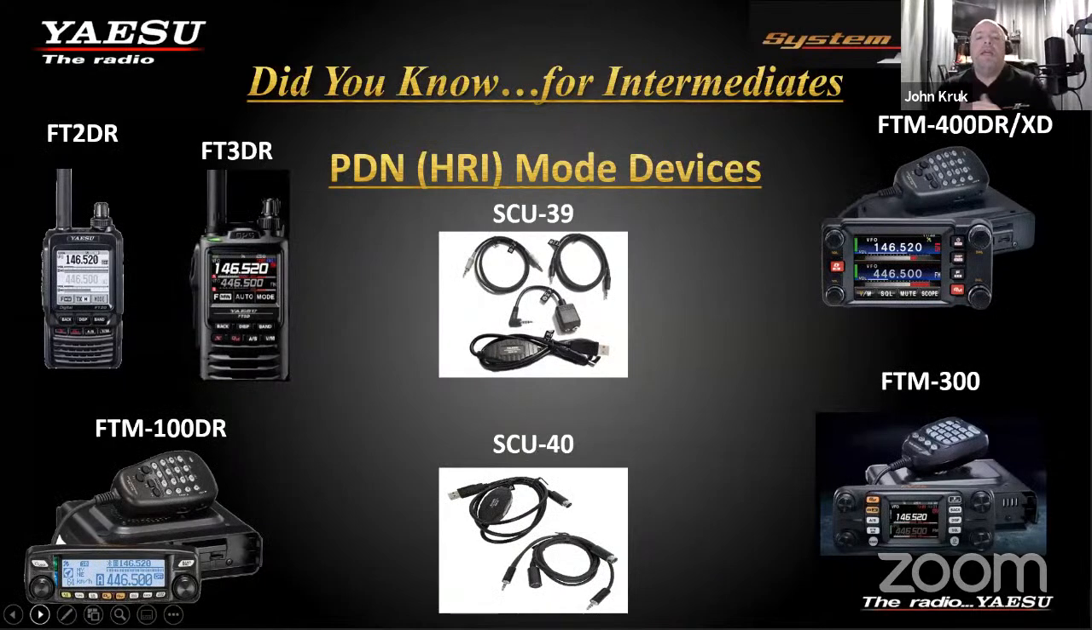Now, let's talk about the PDN mode here real quick, or the HRI combo modes. On the picture here, you see there's the SCU39 cable, the SCU40 cable. In those situations, you can take the FTM 400, the FTM 300, and yes, the no longer in production FTM 100 if you still have it. I should back up, the FT2 and the FT3 also. You could take the SCU40 cables for the mobiles, or the SCU39 cables for the portables, connect them to your laptop, or your computer at home, whatever you're running your Wires X software on, and then be able to use those devices in a couple different manners.